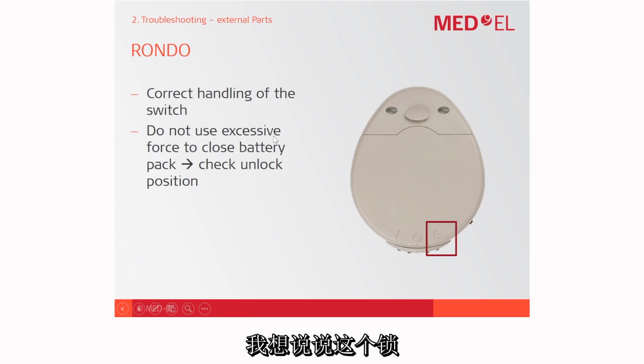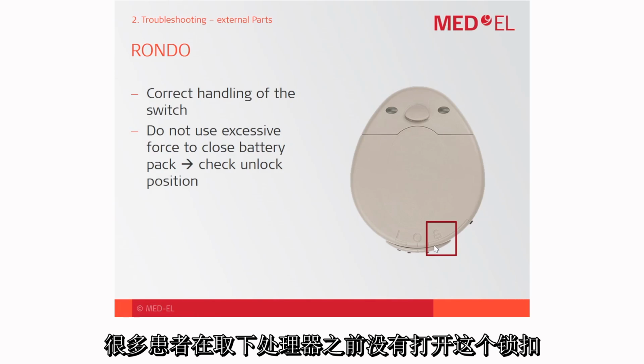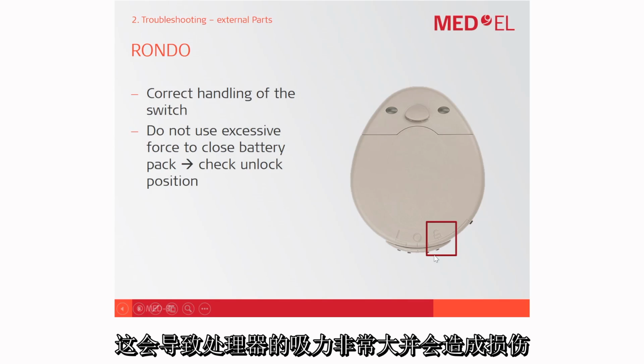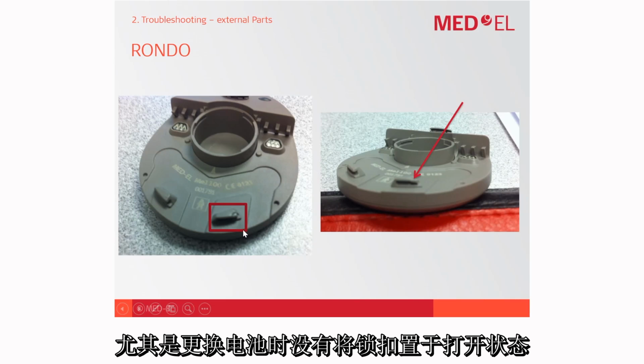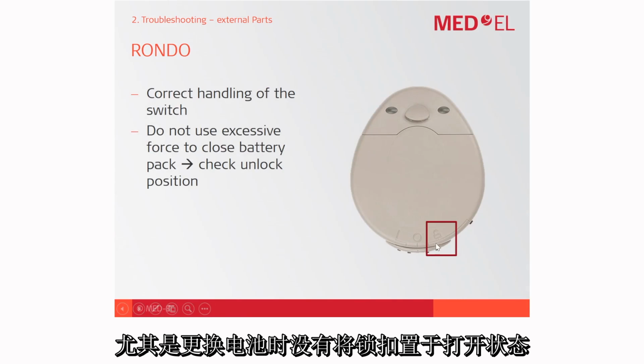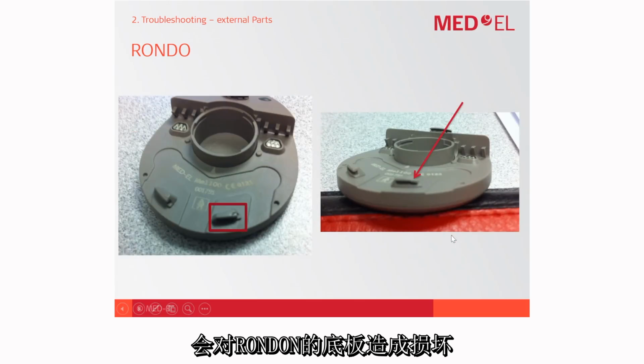So especially when we talk about the lock here, some CI users don't move this lock into the open position, shown here on the very right, and this could also then result in mechanical damage as shown here on the next slide. So especially if they close the battery compartment while the lock is not in the open position here on the right, they could damage this part of the Rondo footplate.